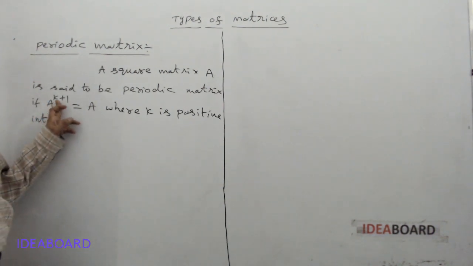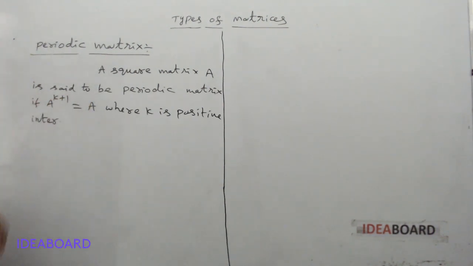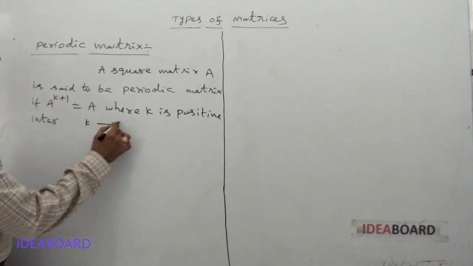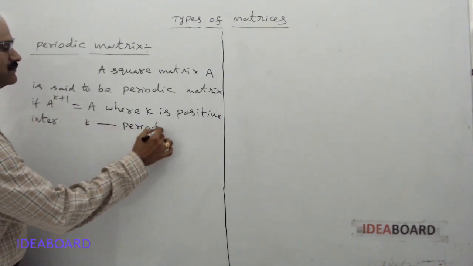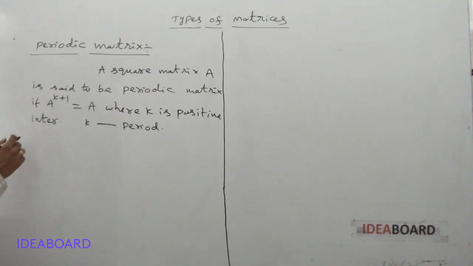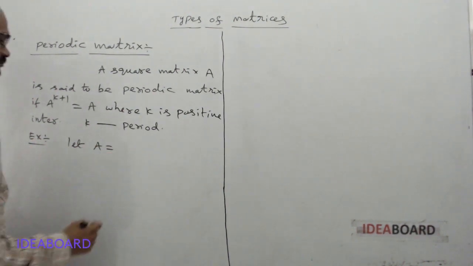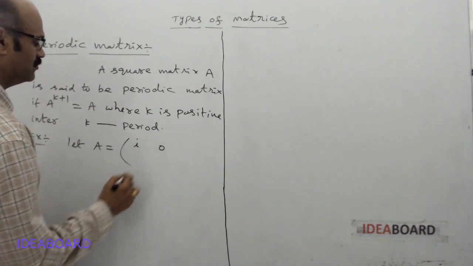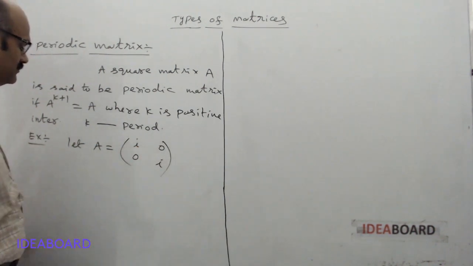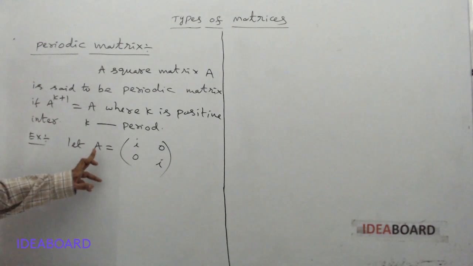Here k is called the period of the matrix. Example: let A equal to the matrix [I 0; 0 I]. Then find the period of the matrix A.